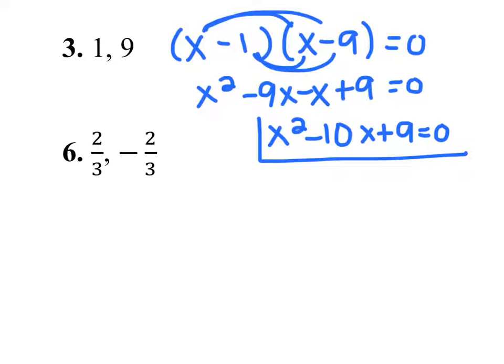Now you can check the answer by just taking these two roots, plugging them in for x, and making sure you get 0. If you don't, your answer's wrong. So that was number 3.